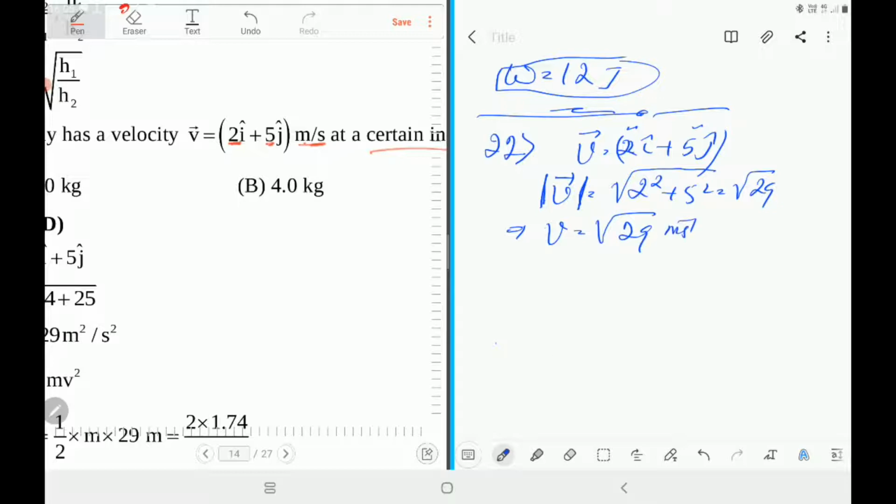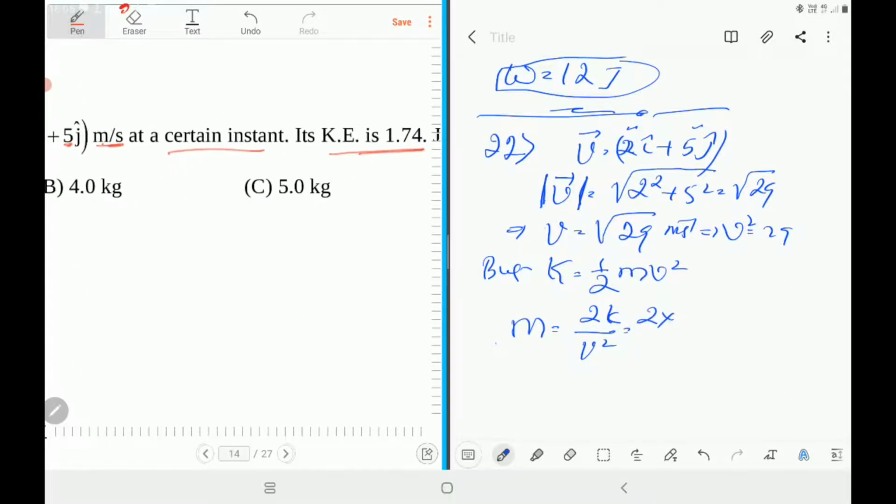Why did you find velocity? Because kinetic energy, which you've been learning from high school, is half m v squared. Since it is v squared, how do you find v squared? v squared is 29, that's it. You want mass, that's why it is 2 times kinetic energy divided by v squared. So 2 times what's the kinetic energy? Kinetic energy is 1.74 divided by velocity squared, 29.